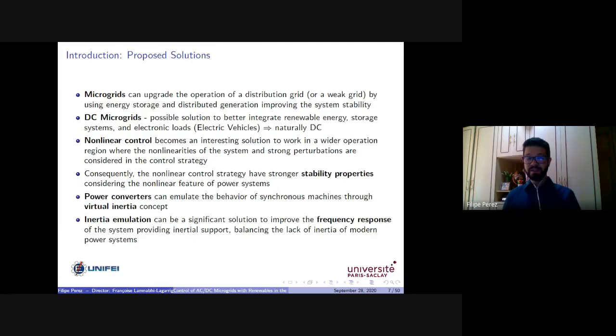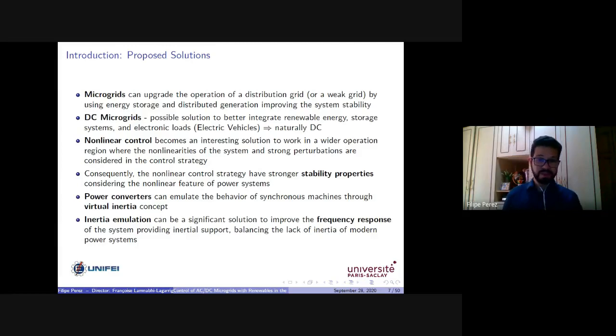And in this context, nonlinear control can also be an interesting solution, because we can work in a wider operating region where the nonlinearities of the system are considered. So strong perturbations and the nonlinearities of the system are considered in the control strategy. As a consequence, nonlinear control may have stronger stability problems, considering the features of power systems.